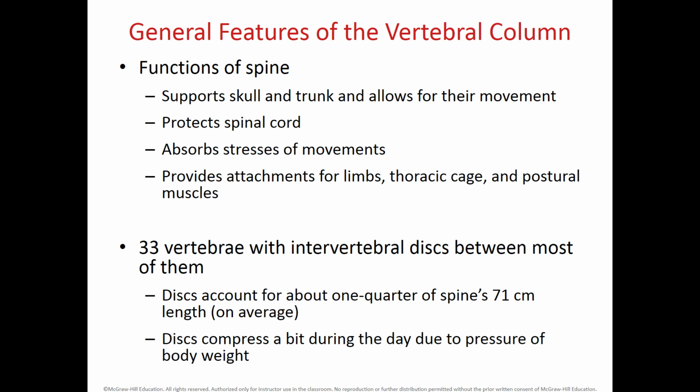Now let's talk about the vertebral column. The vertebral column is made out of 33 vertebrae, and the functions of the spine are to support the skull and the trunk and allow for the movement of these, and also to protect the part of the central nervous system called the spinal cord. It helps to absorb stresses of the movements, and helps also to provide an attachment point for our limbs, the thoracic cage, and for muscles that influence posture.